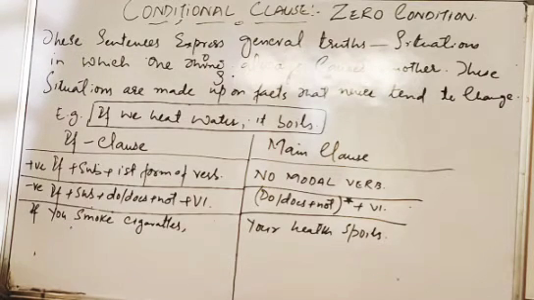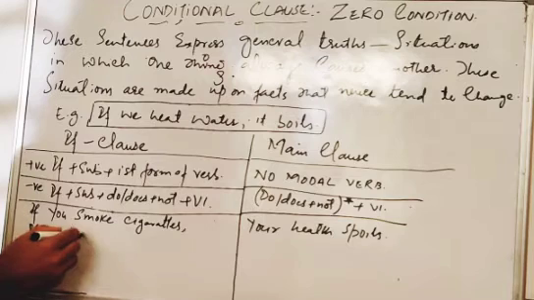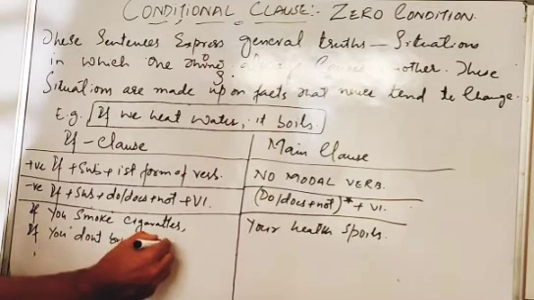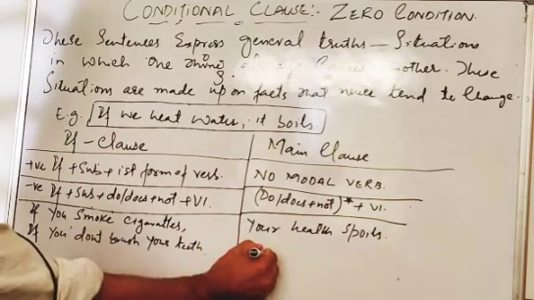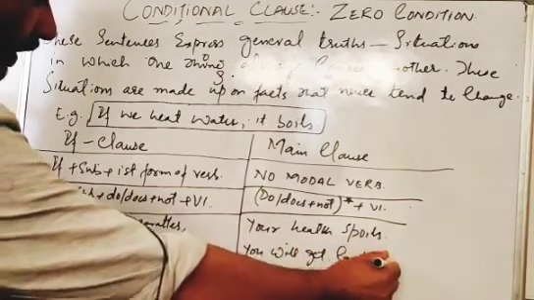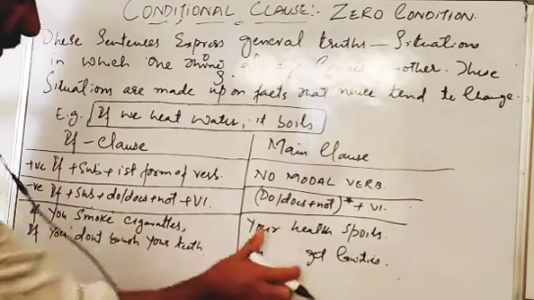Let us give a few more examples. For example, if you do not brush your teeth, you will get cavities. This is a negative condition. So that means every person, every time you do not brush your teeth, there happens to get cavities. So instead of writing you will get cavities, we will write simply you get cavities. Okay.